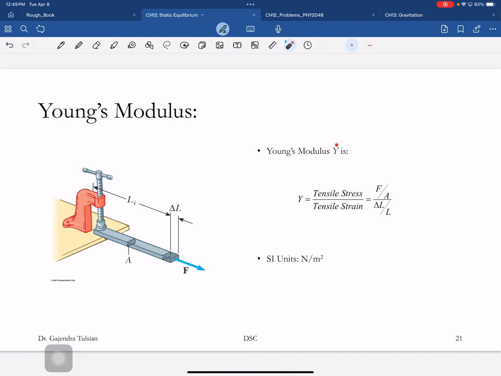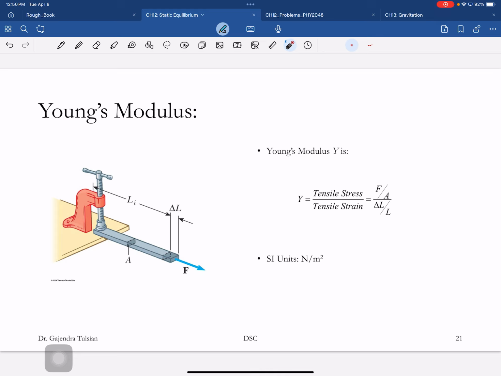So Young's modulus is denoted by Y, okay? And that measures the tensile stresses. Again, all moduli are stress over strain. Young's modulus is tensile stress over tensile strain. The stress is force divided by the area of cross section. Strain is the stretch divided by the original length. So this is the percentage deformation.